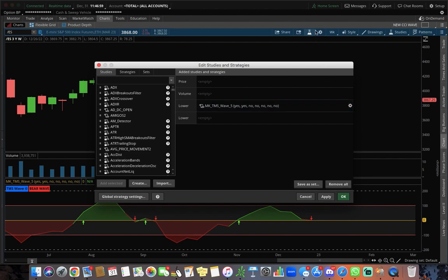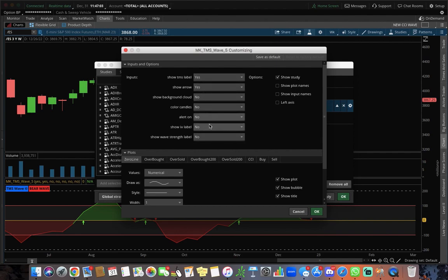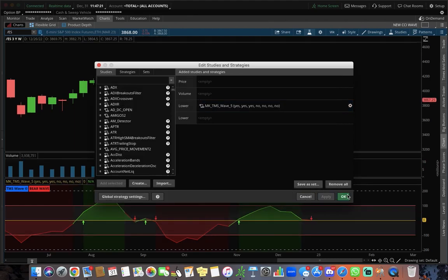When you go up here into your studies and you click on the gear icon, you're going to notice a lot of customization settings. You see that I have, okay, show the label of what this is called. That's fine. Show the arrow. Okay, so we have the arrows. Show background. I don't have that on. I'm going to turn it on right now and let you see what that looks like.